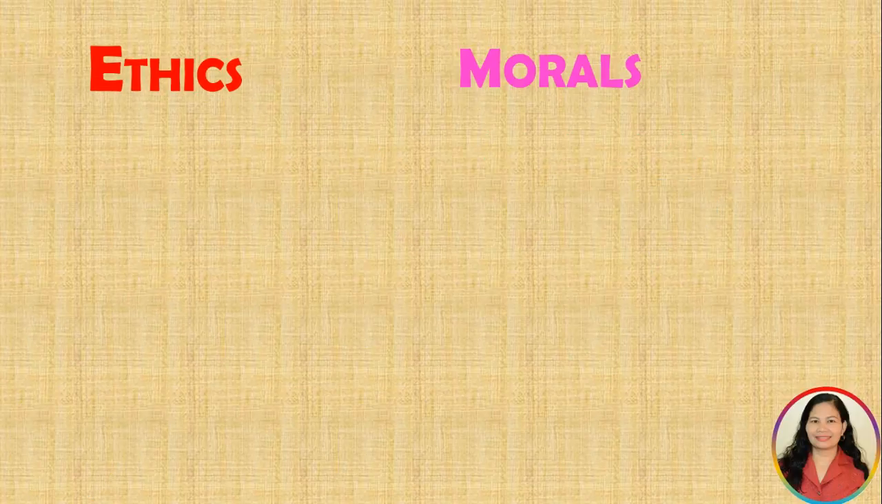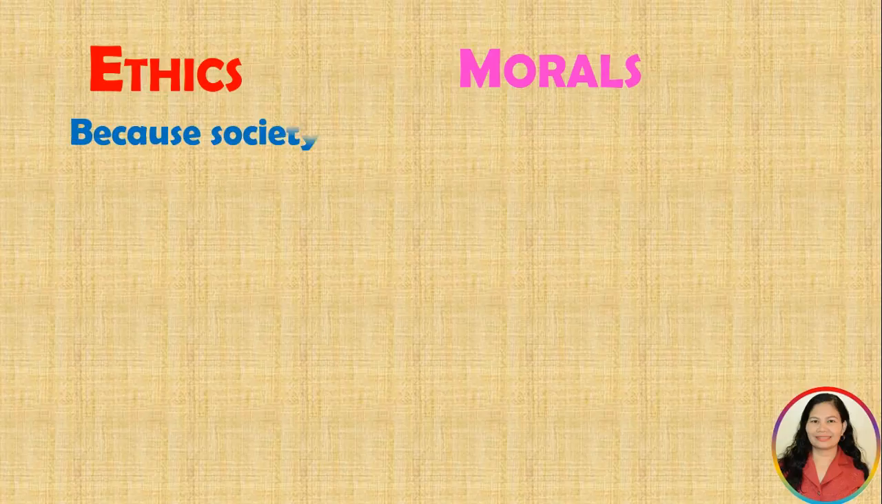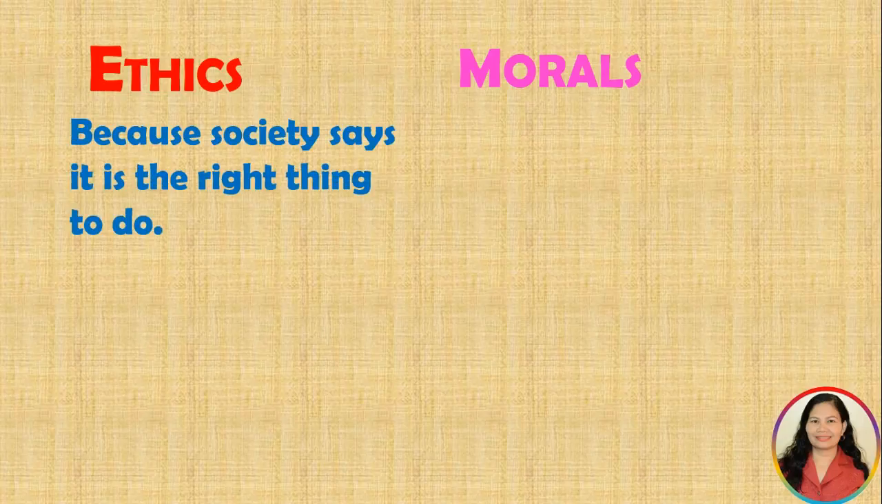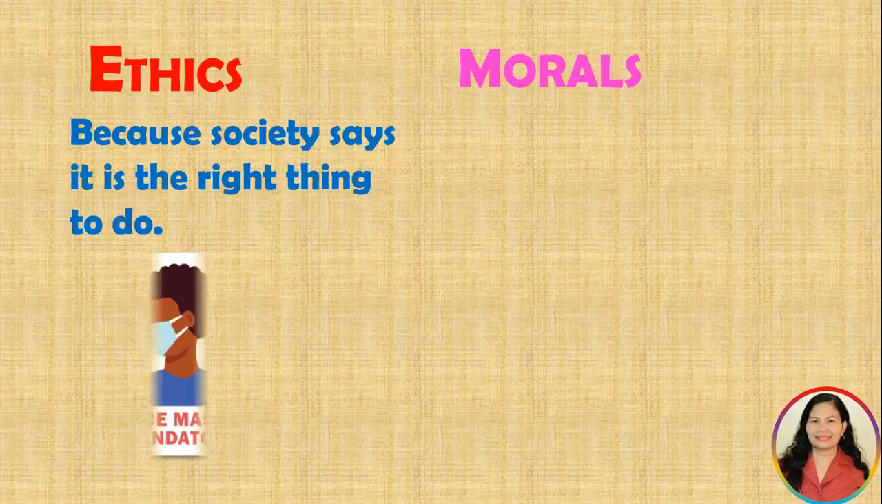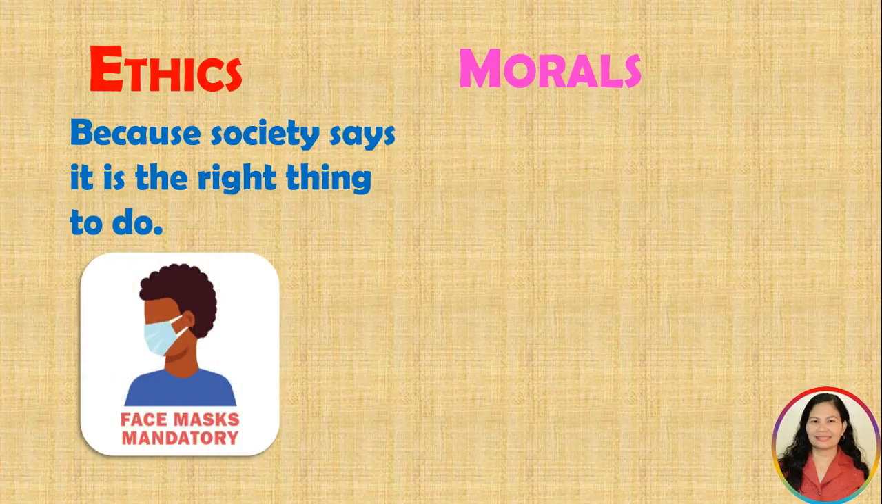Why do we do it? In ethics, we do it because society says it is the right thing to do. Example, the government made the policy of wearing face masks in order for the people to be safe from the virus. Whether we like it or not, we need to wear face masks because that is the ethical way of following the policy. Or else you will face the consequence or punishment if you do not abide.